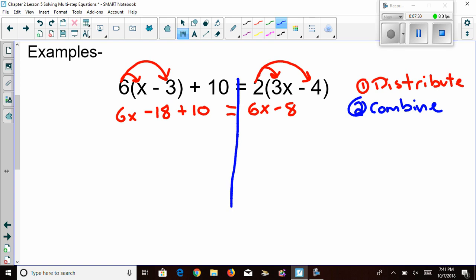If you notice over on the left, I have this minus 18 and this plus 10. I am marking them to show that they are like terms, and I'm going to combine them by adding. Negative 18 plus 10 leaves me with a negative 8. And then I'll bring down my 6x equals, and then copy down the right side.